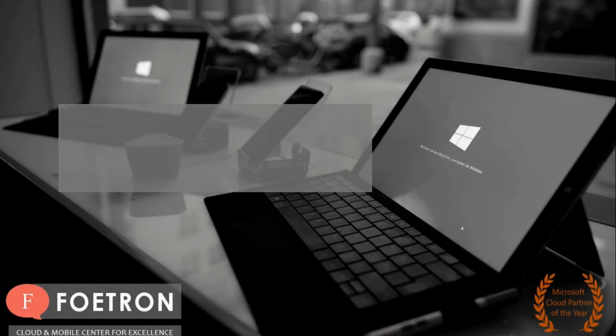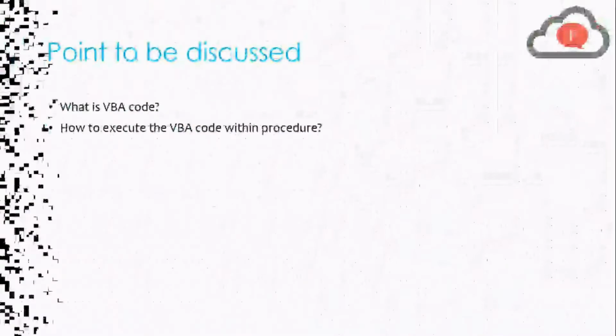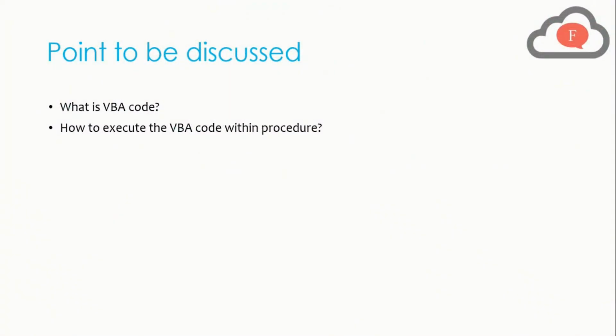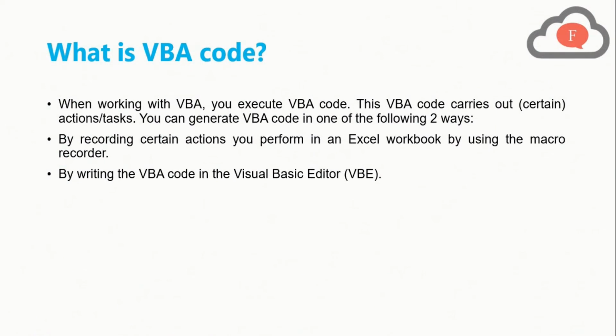My name is Harshwats, and today we are discussing adding code to a VBA procedure. Let's move forward and talk about the points to be discussed in today's video. I will tell you what VBA code is and how to execute that VBA code within a procedure in the Visual Basic Editor. Let's talk about what VBA code is and what we write in our Visual Basic Editor within a procedure to perform a certain task.